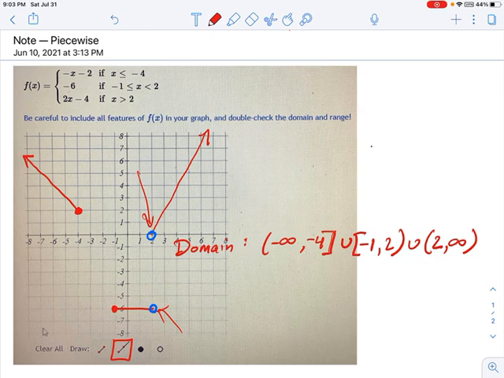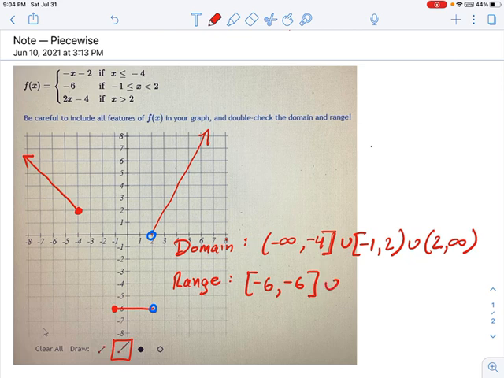So that's your domain. Now the range is even screwier. We've got a function where, if you look for the most negative y value you can find, right? It's negative 6. But it's just negative 6. It's not like negative infinity to negative 6. So because it's the point negative 6, you say minimum negative 6, maximum negative 6, right? That looks really weird. But that's how you write it.